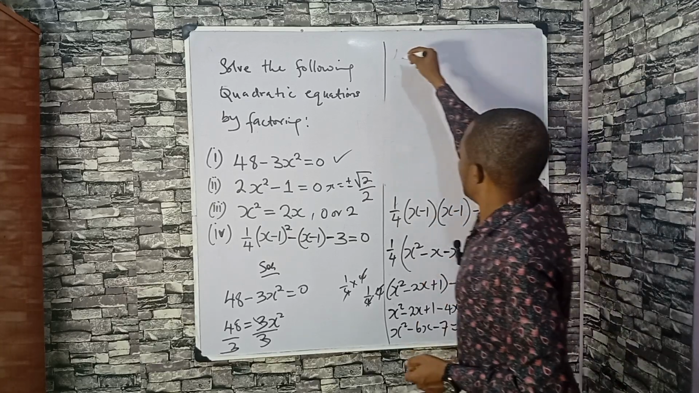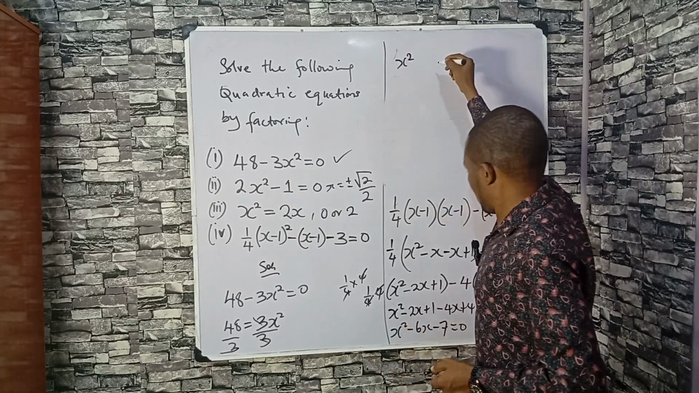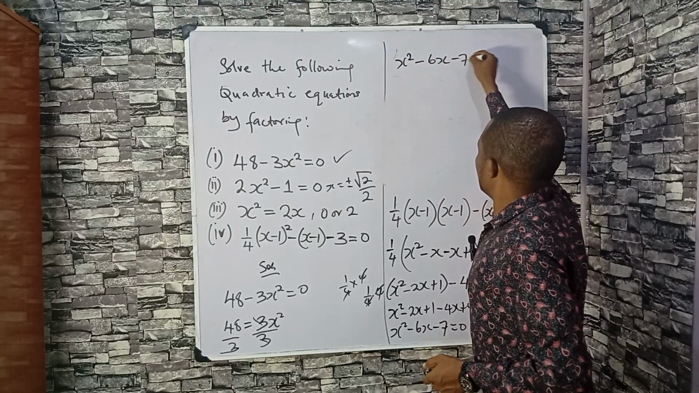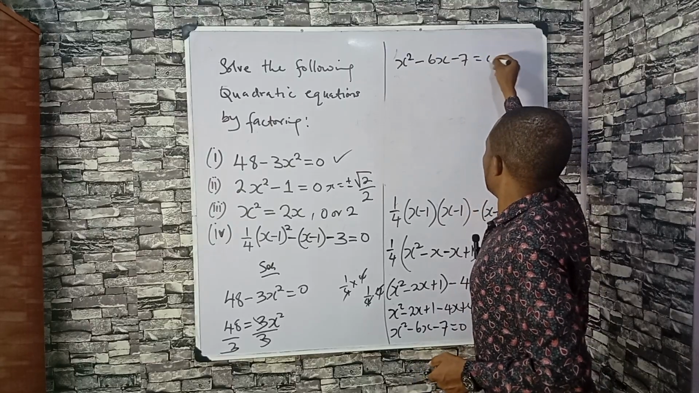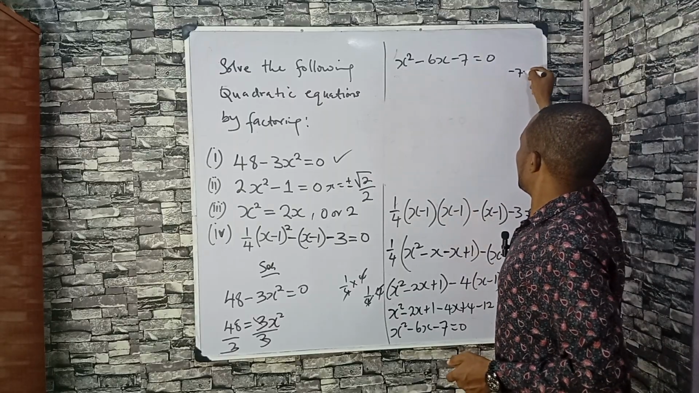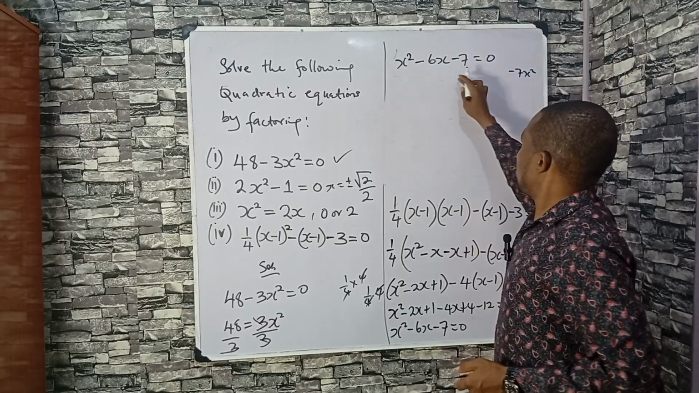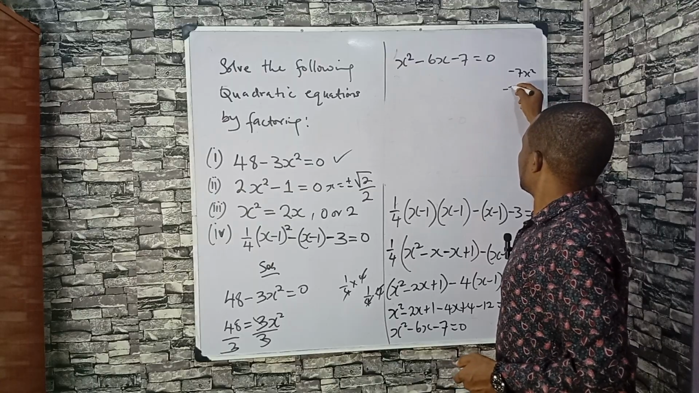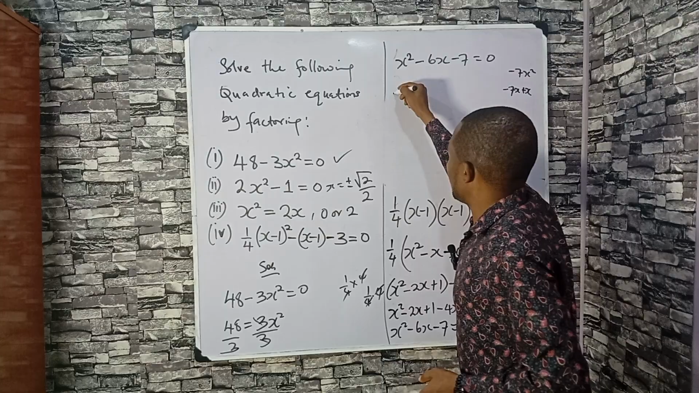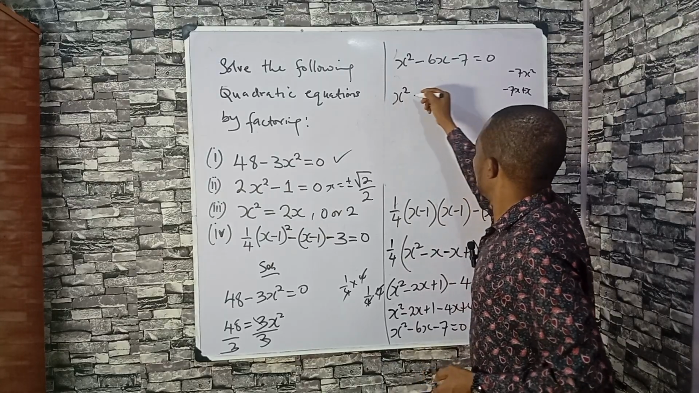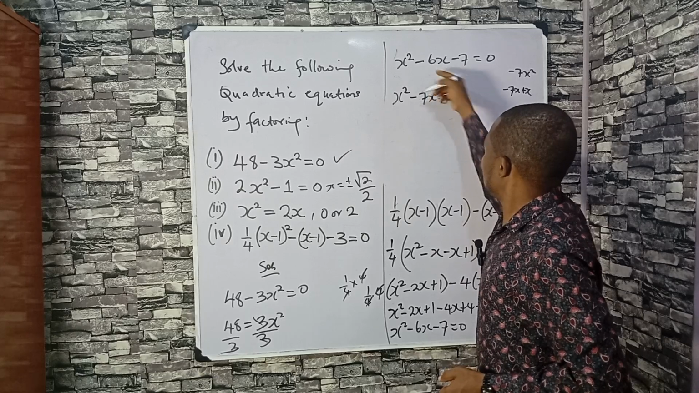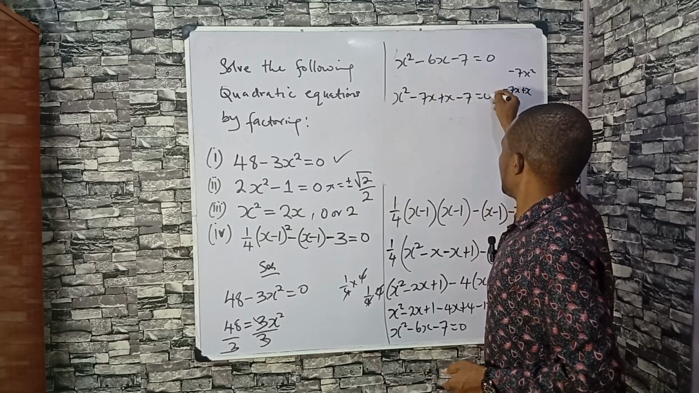So we factorize. x squared minus 6x minus 7 equals 0. The two factors here that can give us something: we have minus 7 x squared. If I have minus 7x plus x, that gives me minus 6x, so we replace it there. x squared minus 7x plus x, replacing this, minus 7 equal to 0.